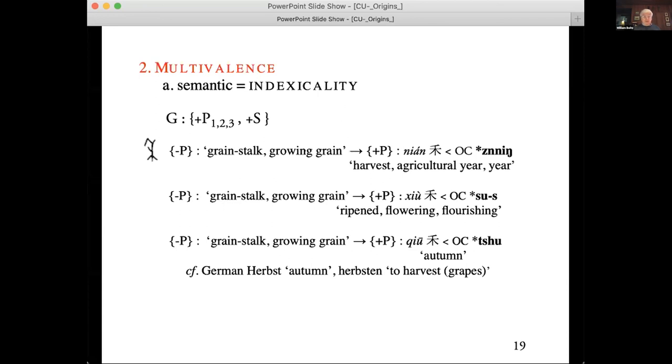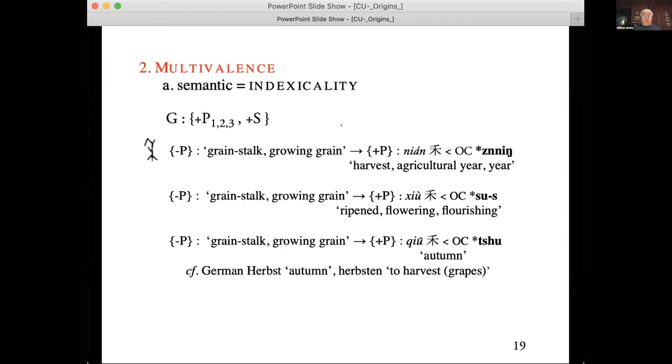The growing grain, this is the non-phonetic, this is the pre-glottographic word. I still put it there to remind you that this must have had that sense at some pre-glottographic stage, and it gains the phonetic value, but now it's taking on the phonetic value. Modern Chinese would be nian, Old Chinese would be this, and it means harvest or agricultural year. The relation between the two should be clear.